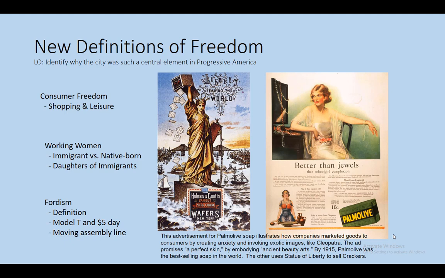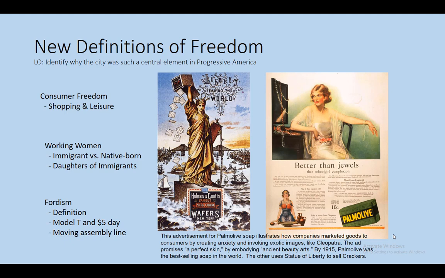And playing into consumerism is this idea of Fordism. And Fordism definitely kind of takes over the United States during this time period. So the definition of Fordism is an economic system based on mass production and mass consumption. And we name it after Henry Ford.